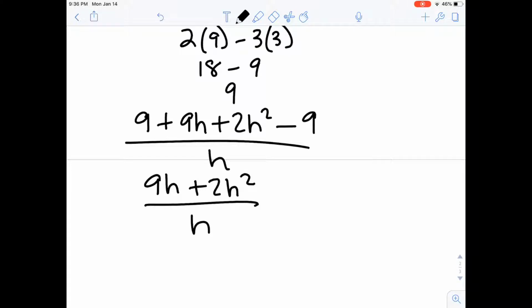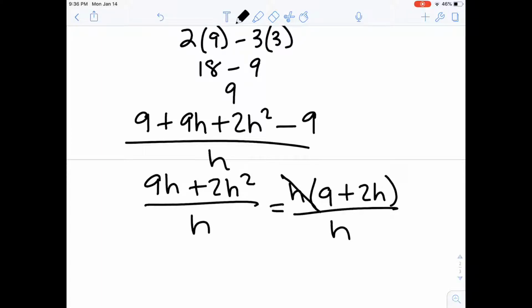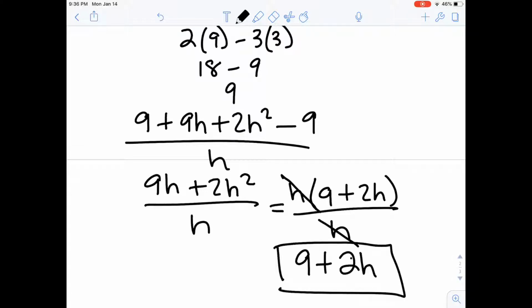Now we have one last thing, one last step, and then we can get our answer. And so what that step is, you have to look at the top and you have to say, okay, what's common that I can pull out? Well, the thing that's common that I can pull out is an h. And so what I'm left with is 9 plus 2h all over h. Now, the reason I do that is because this h and this h will cancel. And so you're left with your answer, which is 9 plus 2h. And that's your difference quotient of given f of x.